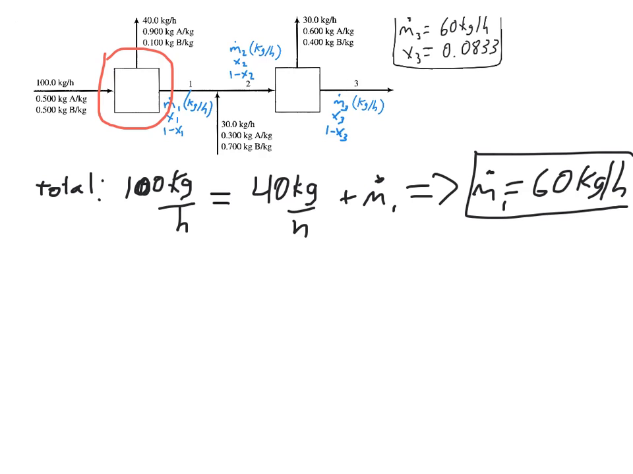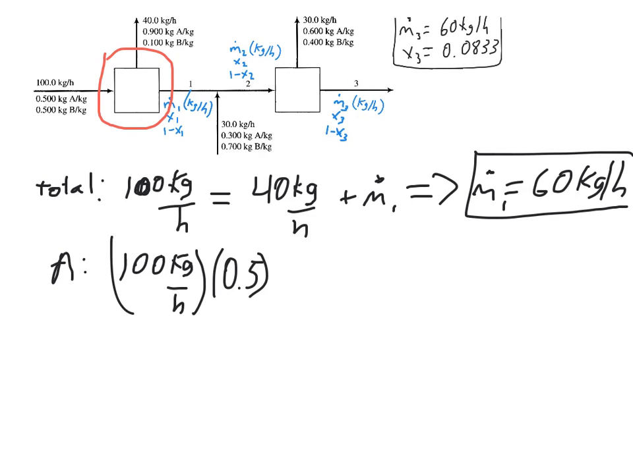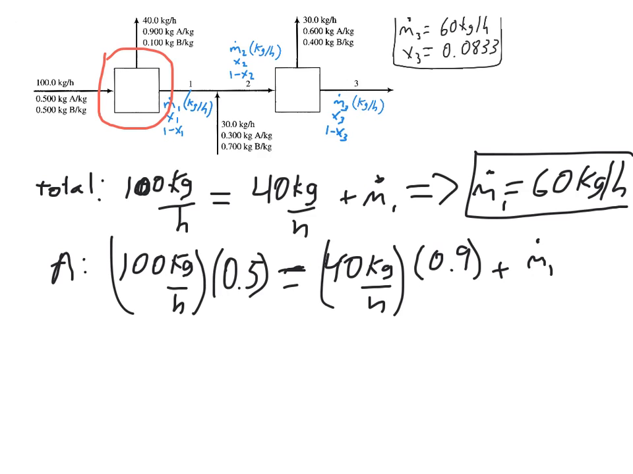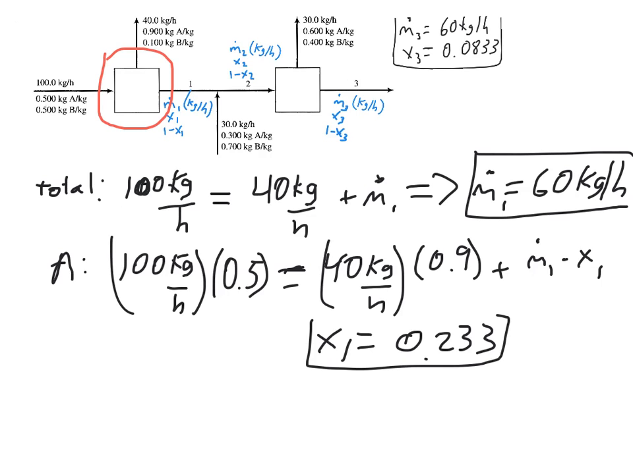And then I can do a balance on A. 100 kilograms per hour times 0.5 is equal to 40 kilograms per hour times 0.9 plus M1 times X1. And again, we know what M1 is because it's right there, so the only unknown variable is X1, so we can just go ahead and solve for X1. And if we do that, we get X1 is 0.233. Put a little box around that one.